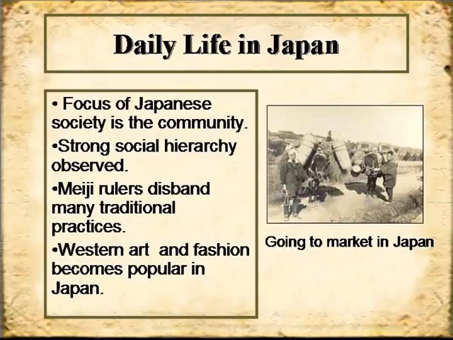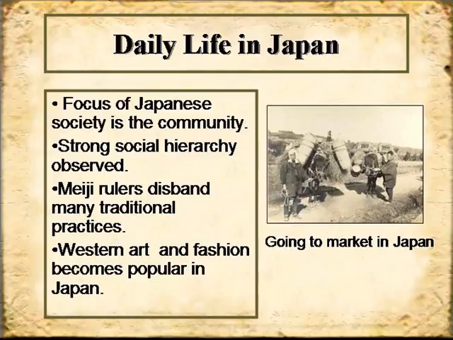So what's going on in Japan at this time frame? Well, remember, Japan is kind of a closed society. They haven't had a lot of influences with the West, and so it's definitely something that's a little different. The focus of Japanese society is certainly the community, family and community, and there's a strong social hierarchy. People understand where your role is in Japanese society, and we talked about those roles in an earlier lesson. The Meiji rulers disband a lot of those traditional practices in an effort to try to move Japan into more of a modern Western framework.